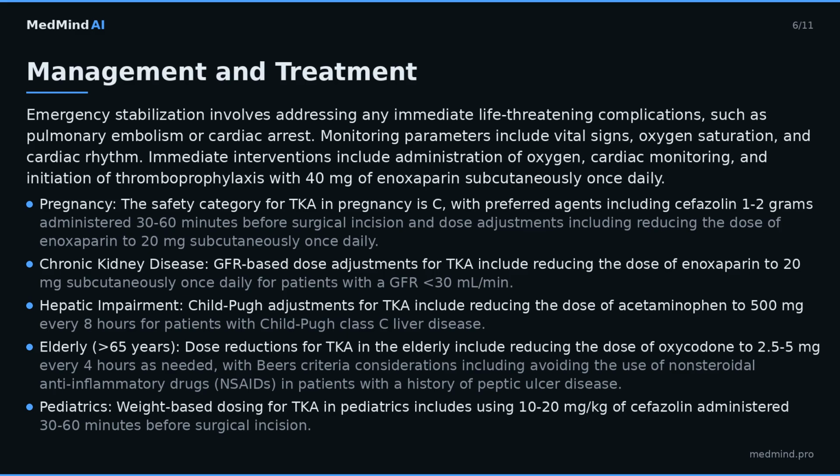First-line pharmacotherapy for TKA includes prophylactic antibiotics, such as cefazolin 1 to 2 grams administered 30 to 60 minutes before surgical incision, and thromboprophylaxis with enoxaparin 40 mg subcutaneously once daily. Pain management regimens include acetaminophen 1000 mg every 8 hours and oxycodone 5 to 10 mg every 4 hours as needed.